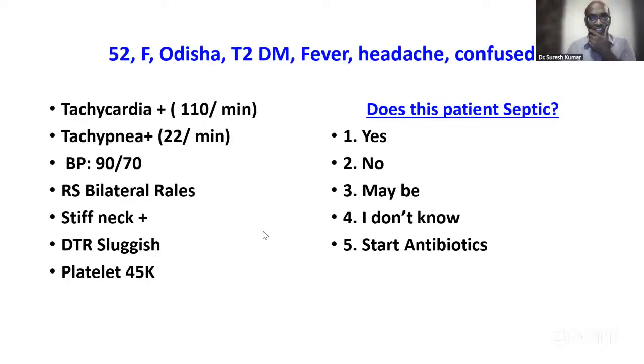Okay, so this is a 52-year-old female from Odisha, basically diabetic, with fever, headache, and confusion. On examination, she is tachycardic, tachypneic, and hypotensive. Respiratory system examination showed crackles, and a stiff neck is doubtful. The deep tendon reflexes were sluggish. Her platelet count was 45,000. How many say this patient is septic? Say yes, no, maybe, I don't know.